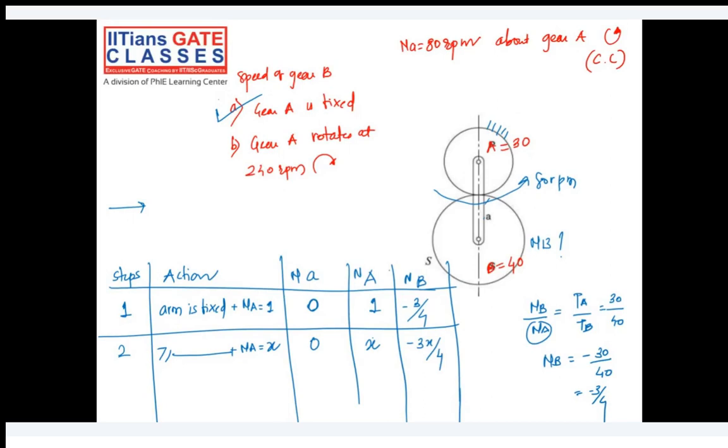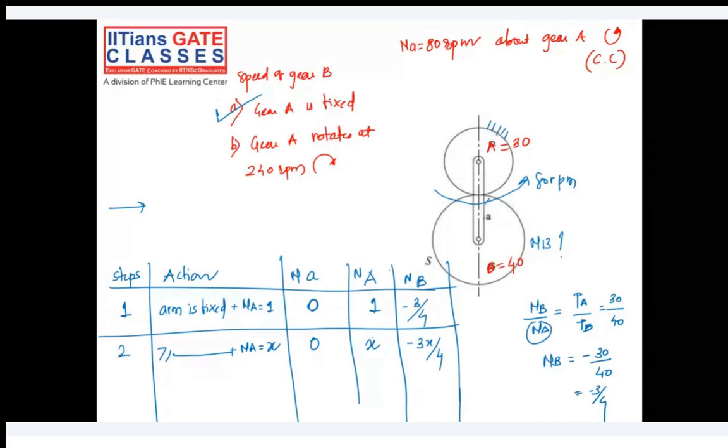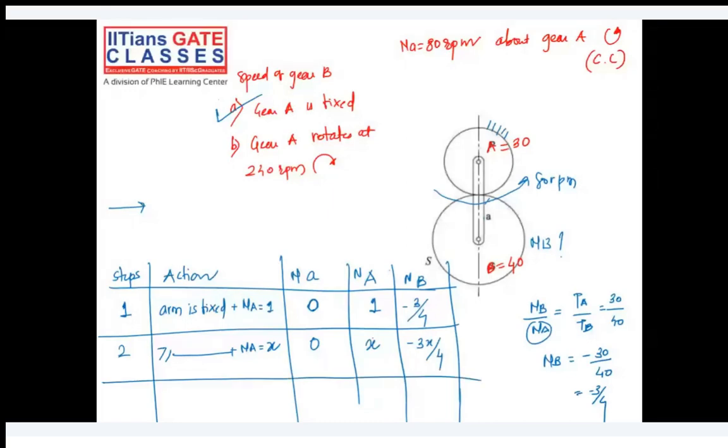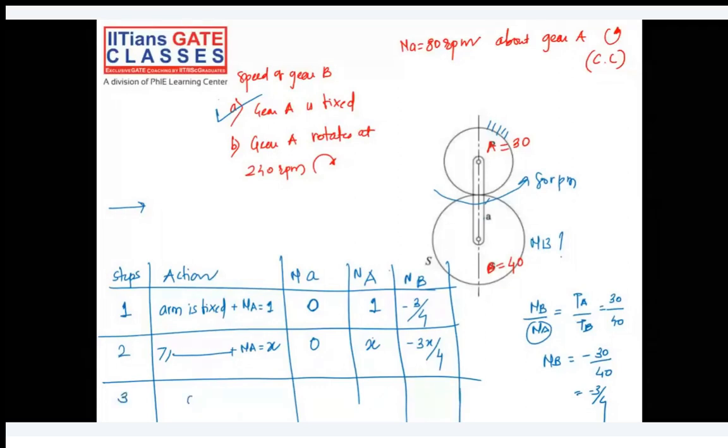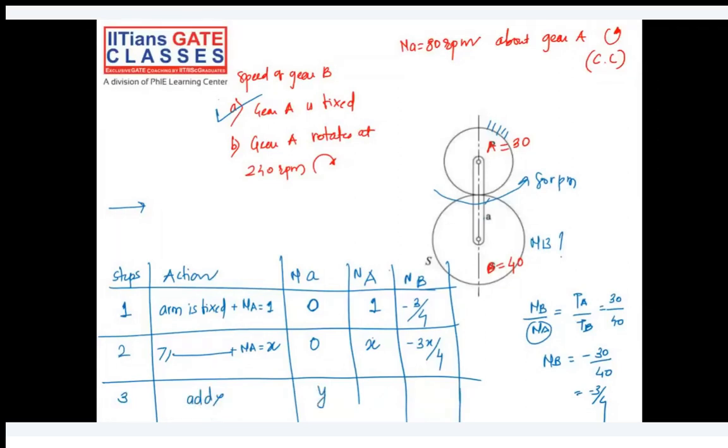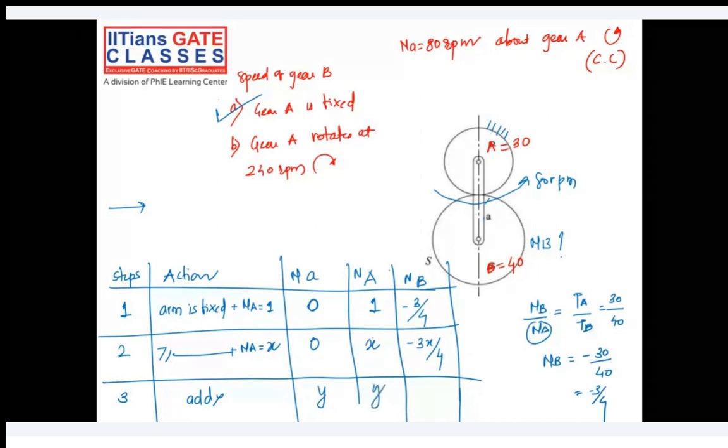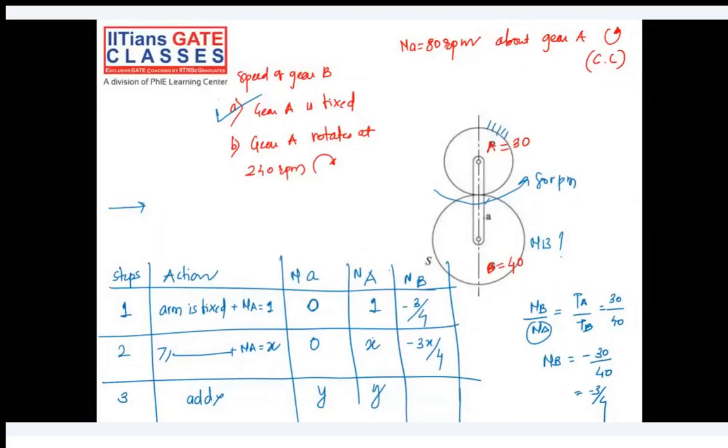And now what you are doing is giving Y revolutions to the arm. So you are rotating the arm by Y. If you are rotating the arm by Y, your first gear will rotate by Y, and NB will be rotating with Y. So you have to add Y to all this. I don't have space here, so I'll go to the next slide.